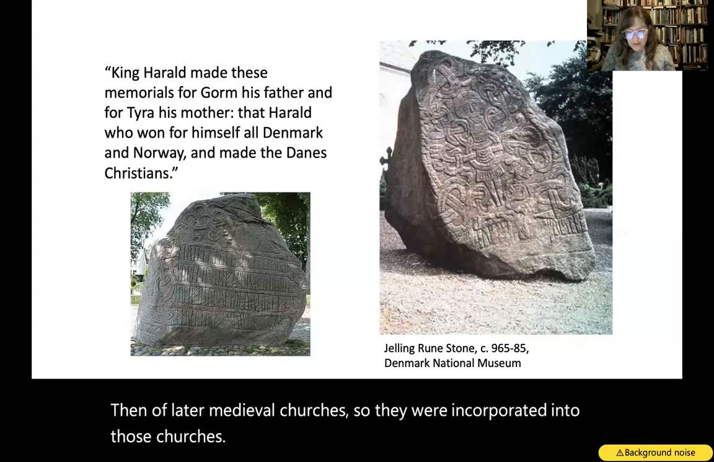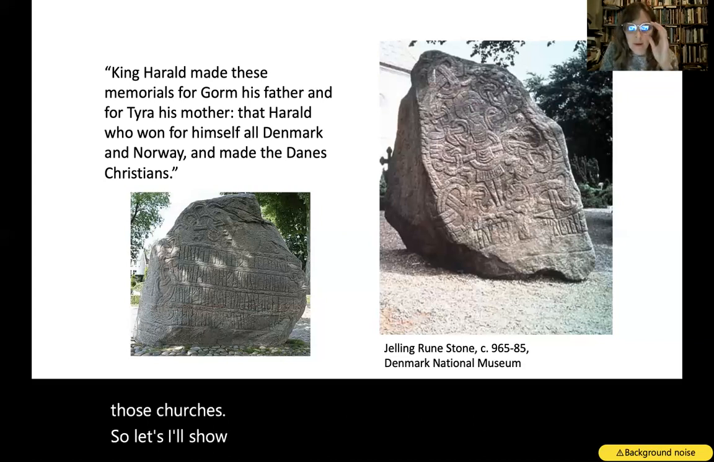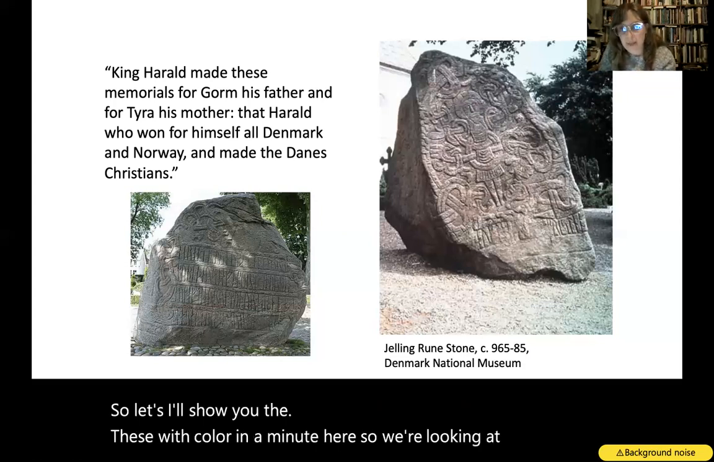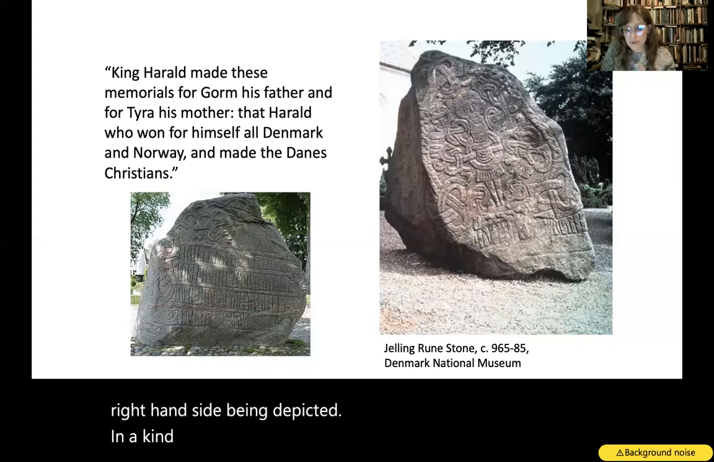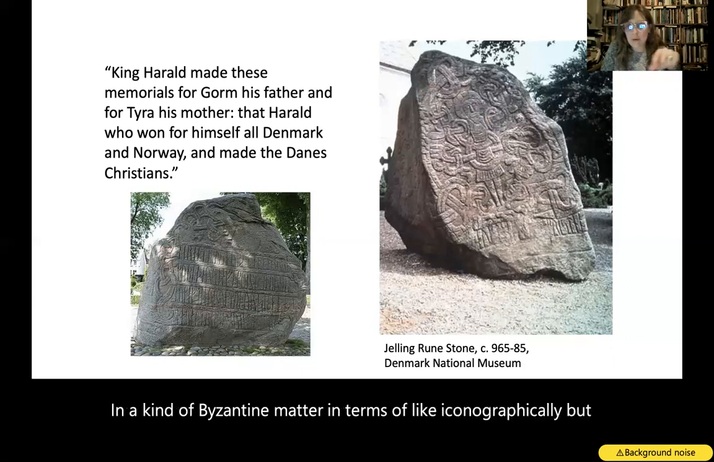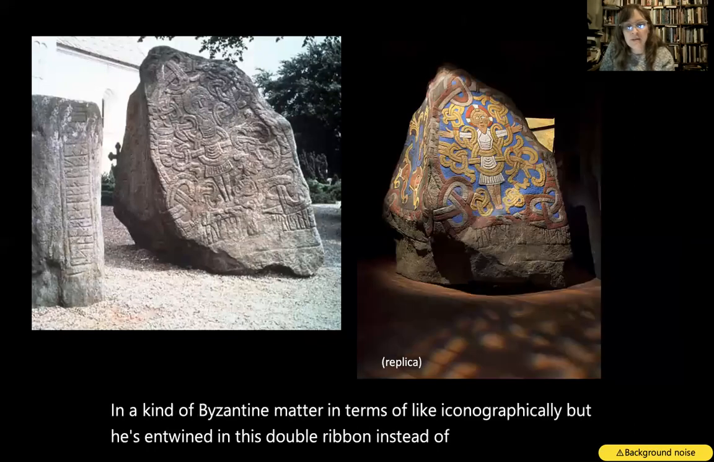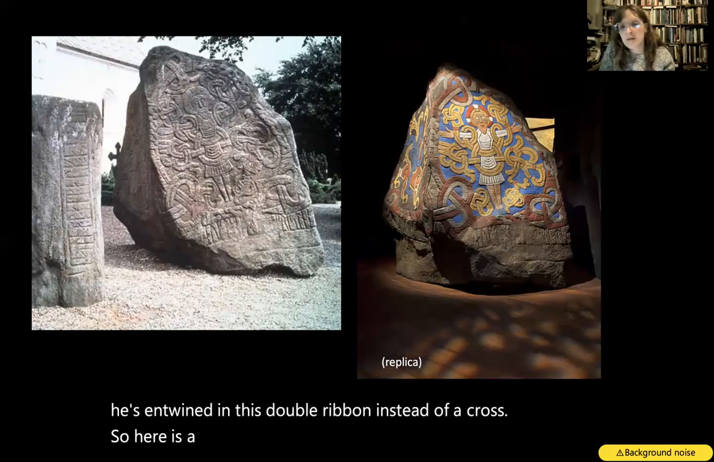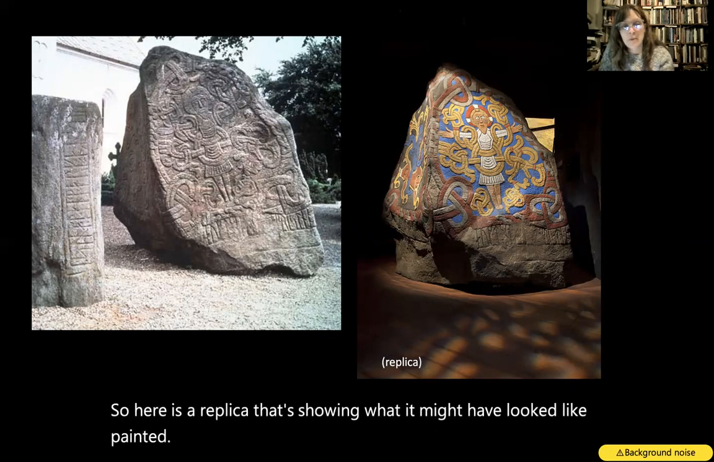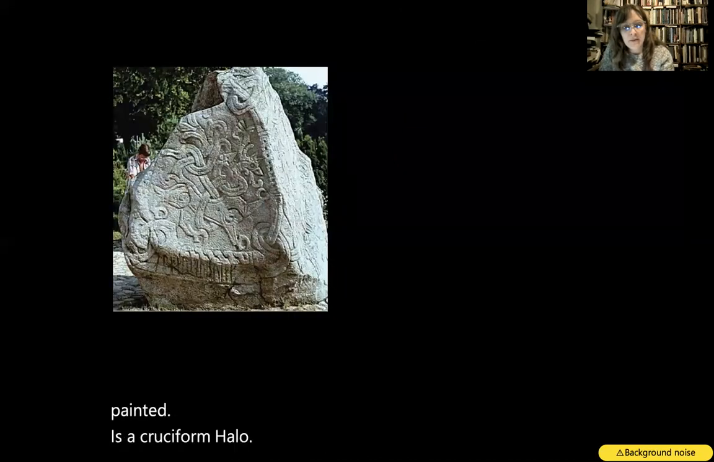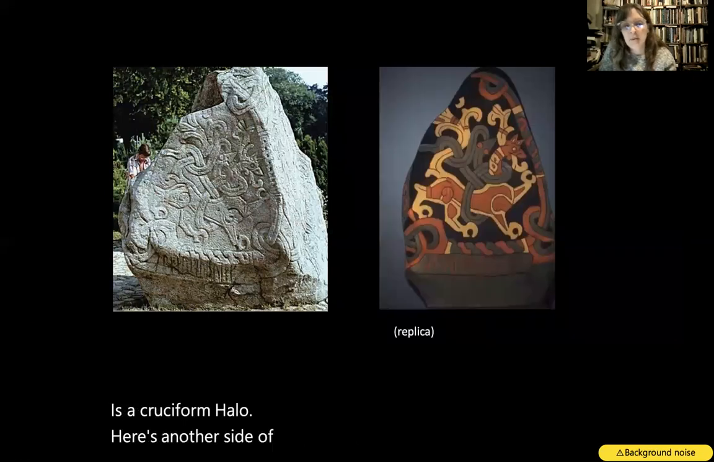So I'll show you these with color in a minute here. We're looking at Jesus on the right-hand side being depicted in a Byzantine manner iconographically, but he's entwined in this double ribbon instead of a cross. Here is a replica that's showing what it might have looked like painted. This is a cruciform halo. Here's another side of it, again, what it may have looked like painted.